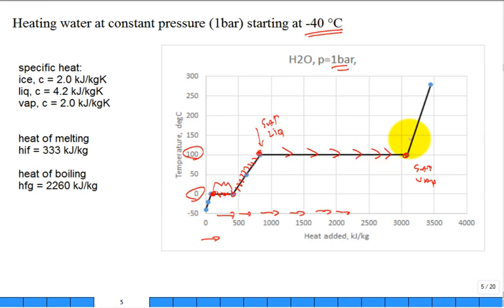Anyway, once it's saturated vapor, you continue to heat it, the temperature goes up, and you get superheated vapor. You can get the specific heats, and the heats of melting and the heat of boiling, or heat of vaporization. There the numbers are.